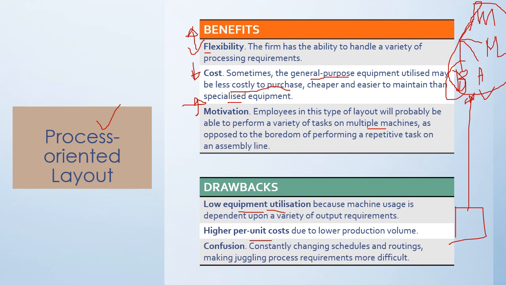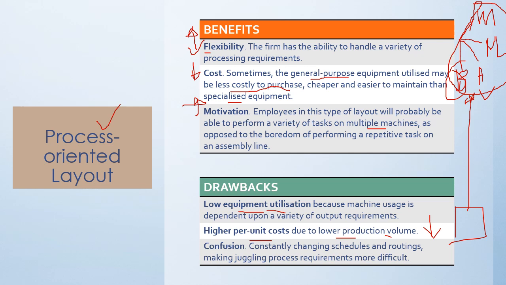High per unit cost. So cost per unit will be high because of lower production volume. Lower production volume here refers to the quantity of output produced by the company is less. So process layout can only be used when the company produce low quantity of output.